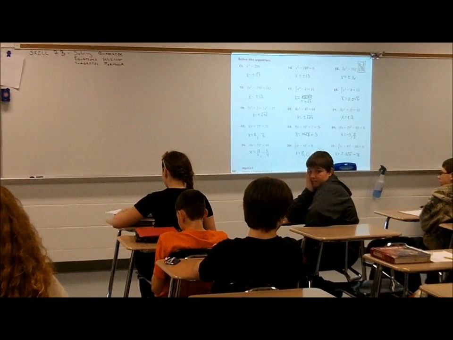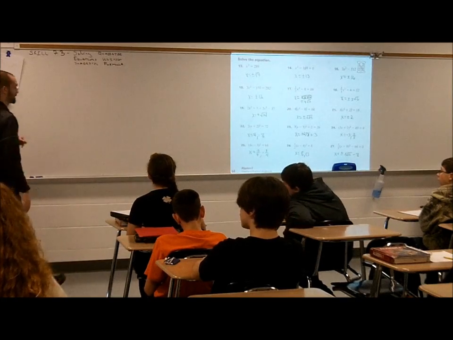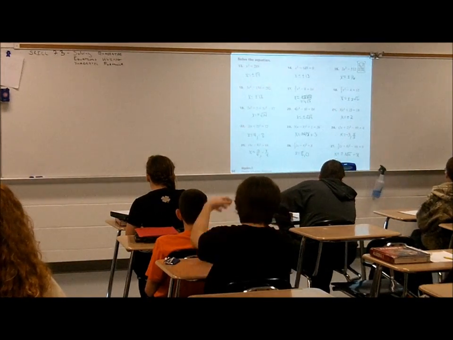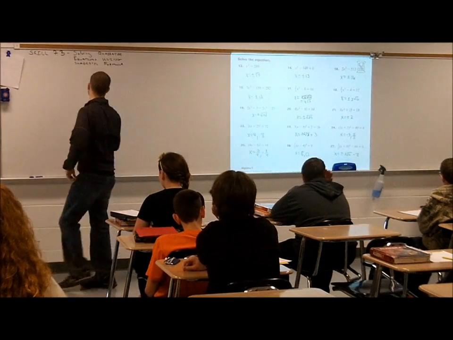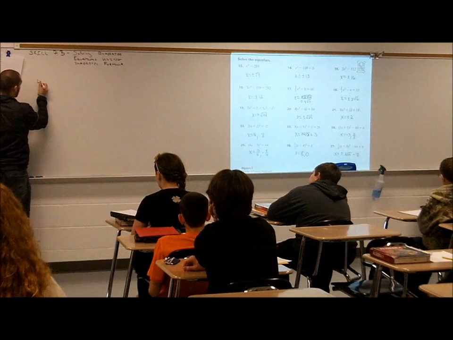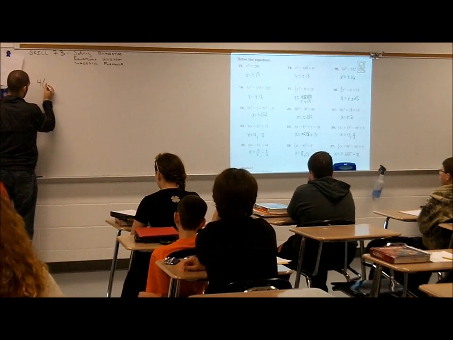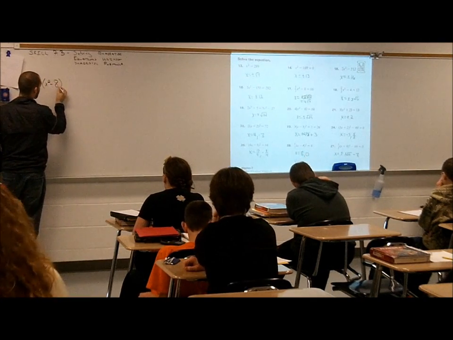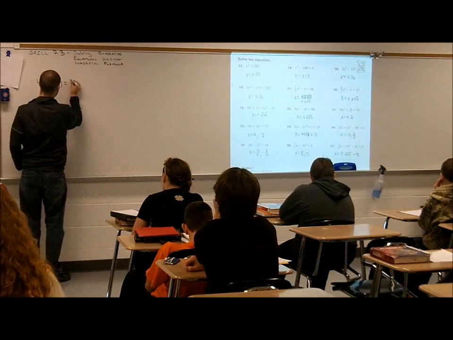Okay, let's take a look at problem number 20. We have 4 parentheses x squared minus 8 parentheses equals 84.